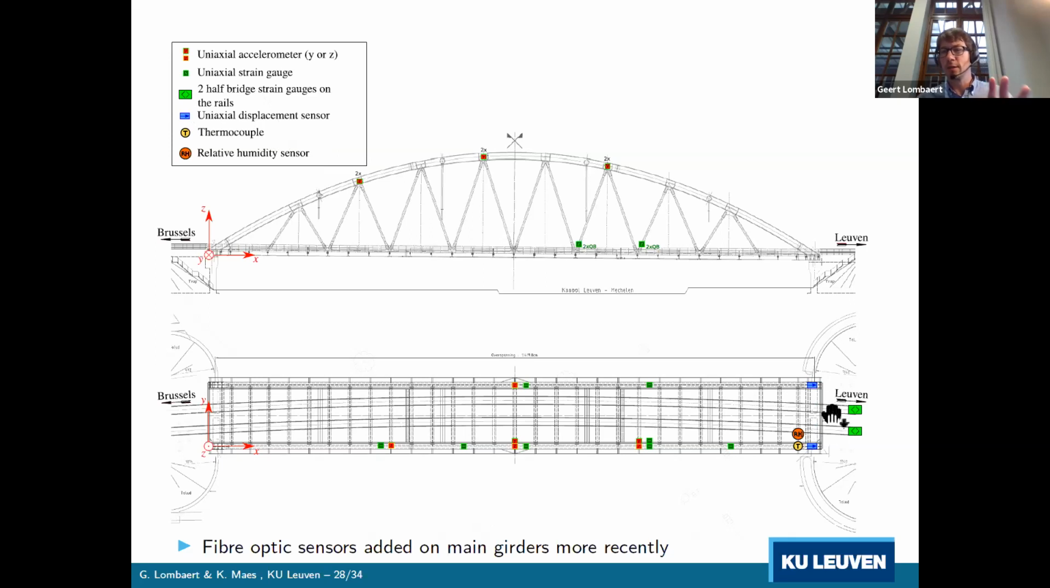which are about here. I can't see it because some of the zoom windows are on top, but these strain gauges on the rails basically allow us to identify axles, the number of axles, the distance between the axles, and also the speed of the train. So it allows us to reconstruct the axle positions for a train that crosses the bridge. In addition to this, we measure temperature and relative humidity, so that we can correlate all these quantities to the environmental characteristics, and fiber optic sensors on the main girders have also been added recently.